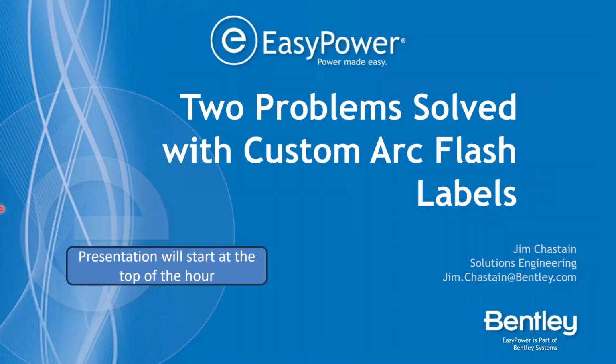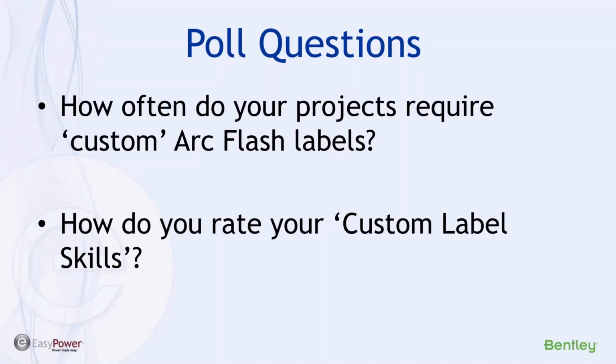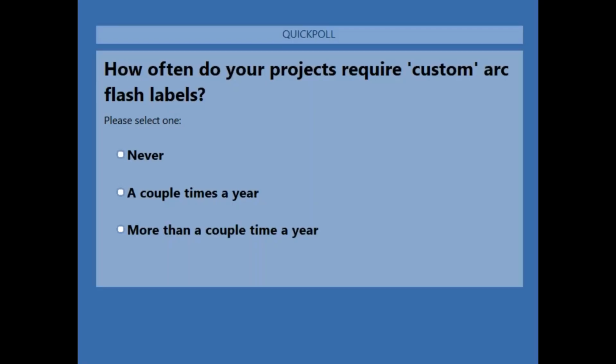So with that forewarning, as we're in the habit of doing, I'd like to start off with a couple of poll questions. There's no obligation or liability, just trying to get some feedback from the audience at the beginning of this. So how often do your projects require custom arc flash labels? And I realize there are times when the standard label is fine. We have 36 different templates that you're welcome to use if they solve your need.